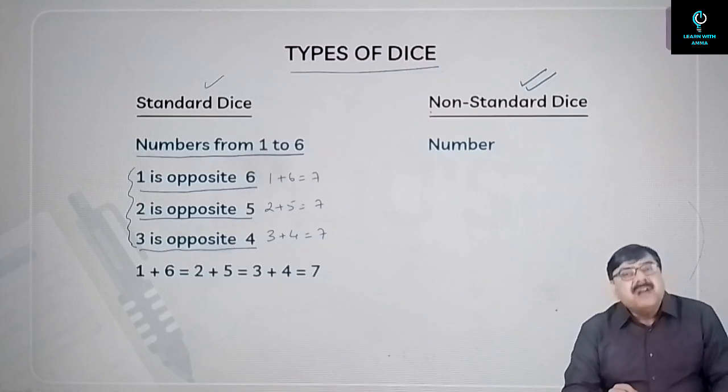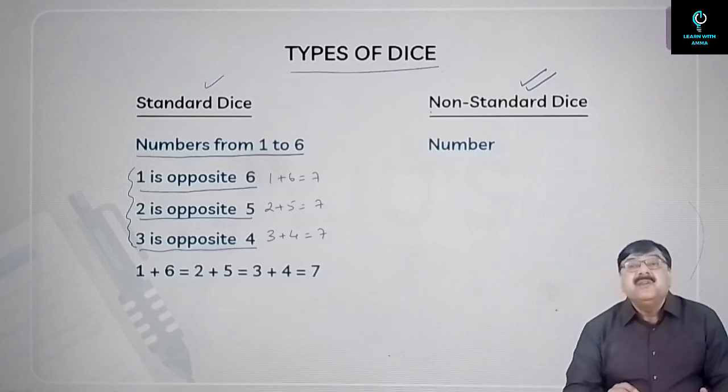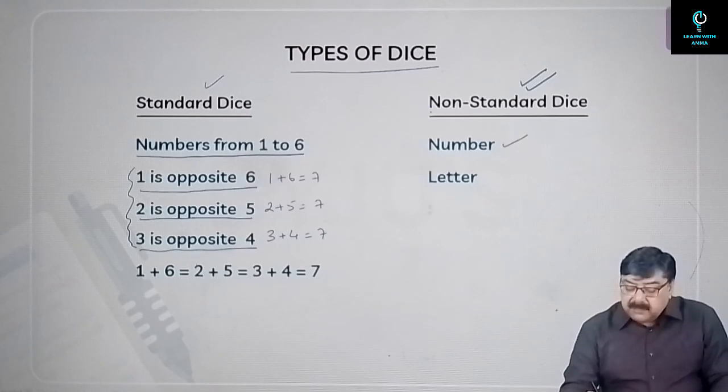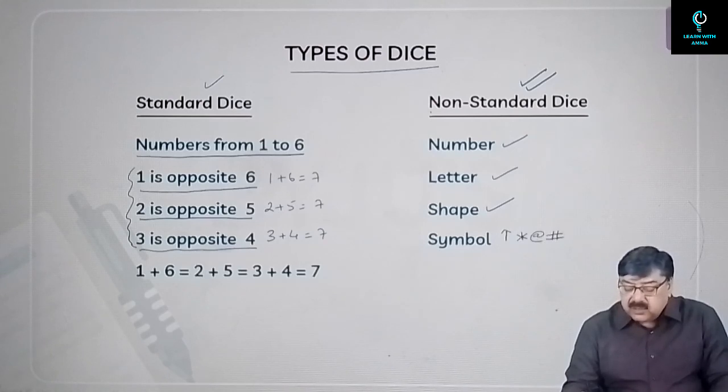Also kindly know that if numbers are written, it is not necessary that numbers from 1 to 6 will be written on a non-standard dice. It might consist of numbers like 29, 48, 67, 152, 698, 729, anything. So as to say, on a non-standard dice, the 6 faces would consist of any character. It could consist of a number, a letter, a shape, or symbols like an arrow mark, asterisk, at the rate, hash, or star.